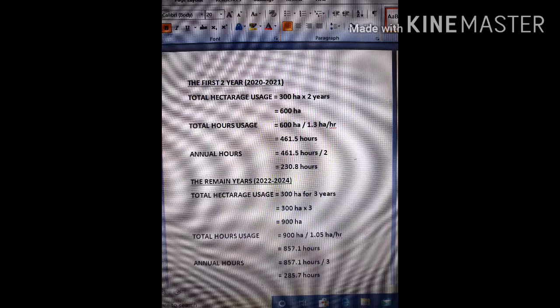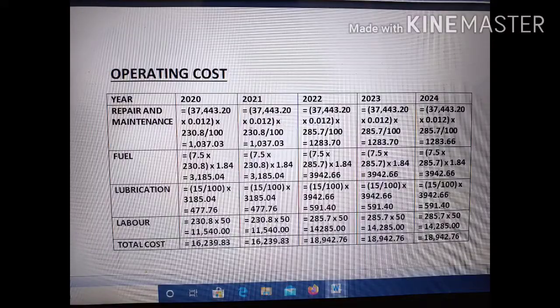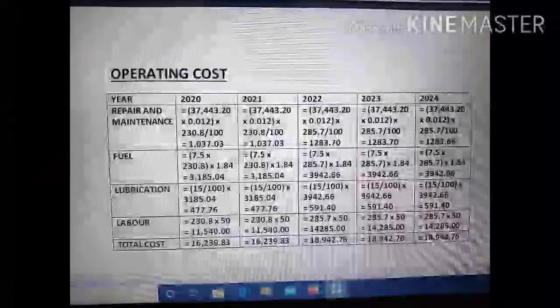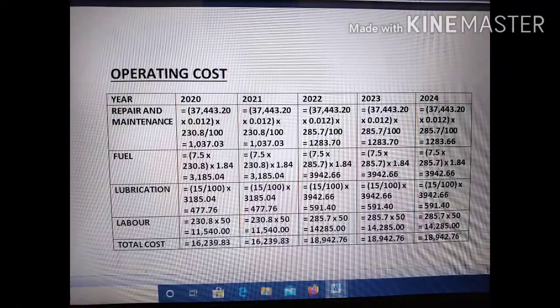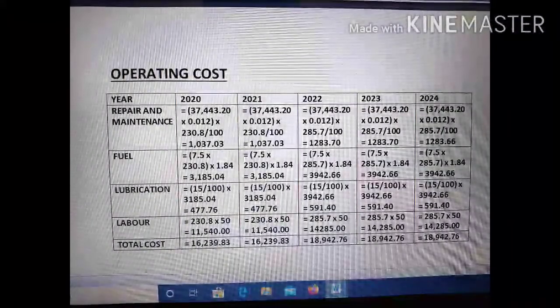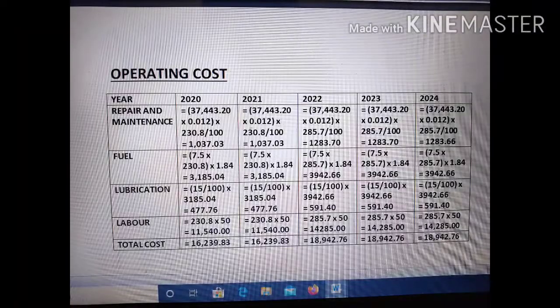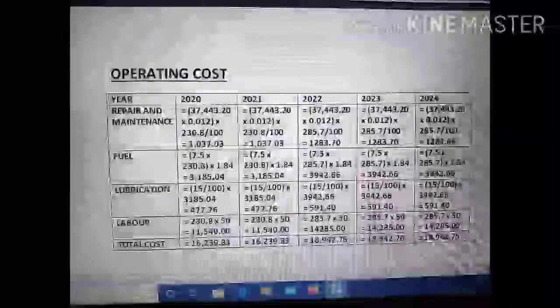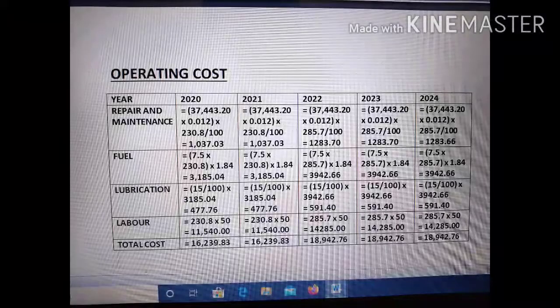Now we continue to calculate the operating cost, 2020 to 2024. To calculate the operating cost, the most important things you should know are the fixed cost and the current fuel cost per liter. Okay, now we calculate the repair and maintenance for 2020.